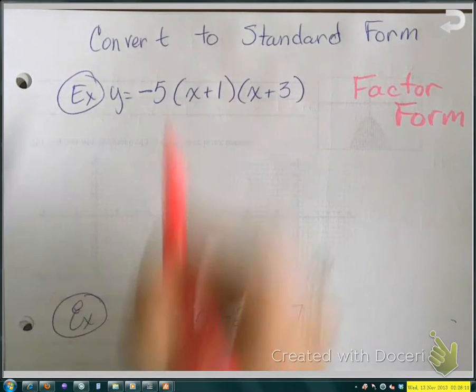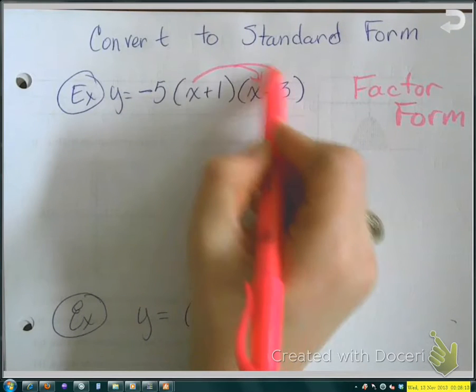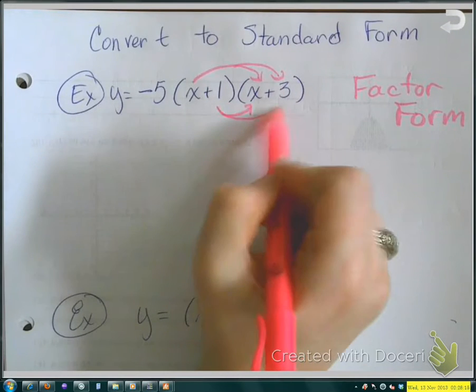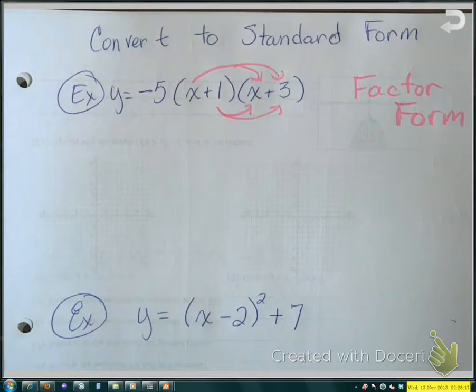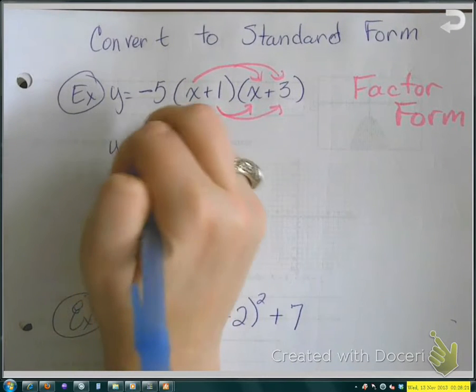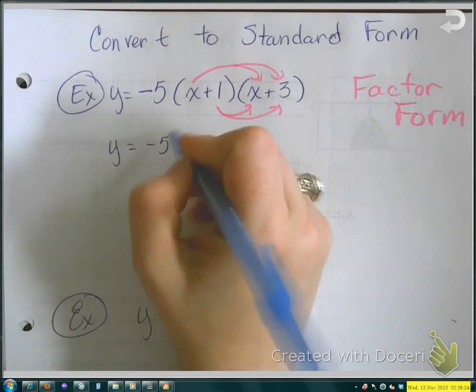And this is the easy part. We're just going to FOIL this out, or double distribute, depending on which part of the country you're from. We're going to multiply that. And notice I'm leaving the -5 out front. I'm not going to mess with the -5. We're just going to do everything else.